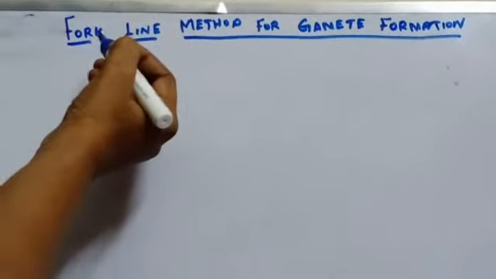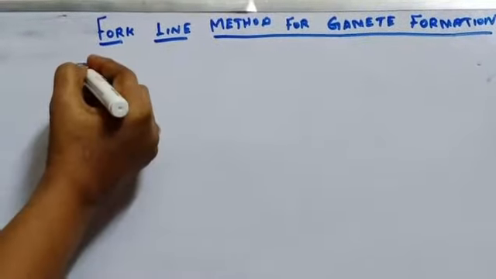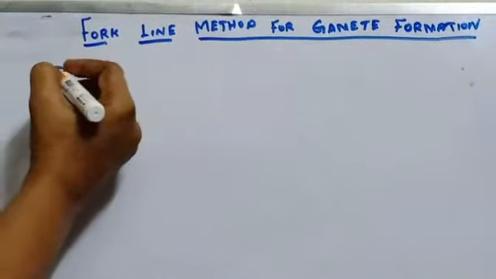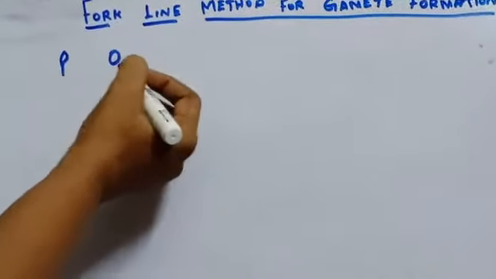Today let us see the fork-line method for gamete formation. What is the use of this method? To find out the composition of factors inside the gamete. This is a male gamete, that is a female gamete, and this method is used to find out what type of allele is present in the gamete.